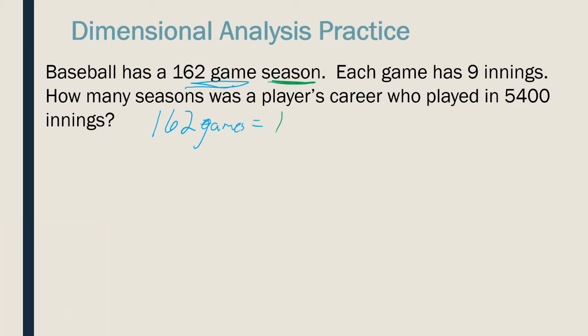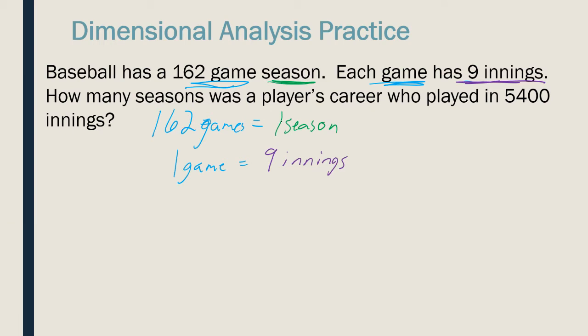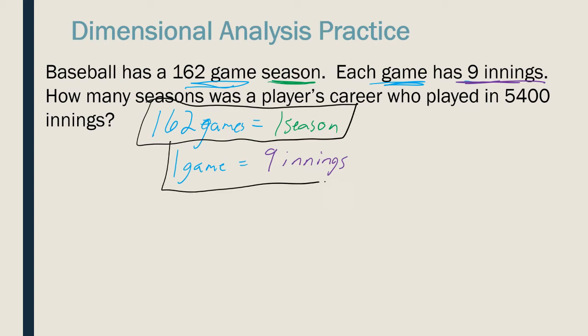The other thing we know is that one game has 9 innings. So one game has, right, 9 innings. So each game there, and I should change my color for the innings. So we'll go purple. So there's equals 9 innings. All right, so those are our two dominoes, and they can go in either order. They could be 162 equals 1 or 1 equals 162. Either way, as long as they're together and as long as these are together.